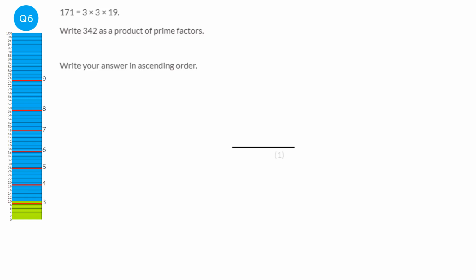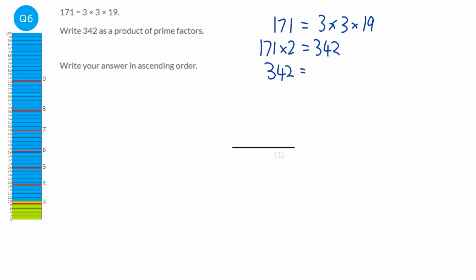So we know that 171 is 3 times 3 times 19. And what we do is we just compare 171 with 342. We know that 171 times 2 is 342. So therefore 342 will have the same prime factors as 171, which is 3 times 3 times 19, but it will also have a times 2 in there. So the answer will be 2 times 3 times 3 times 19.